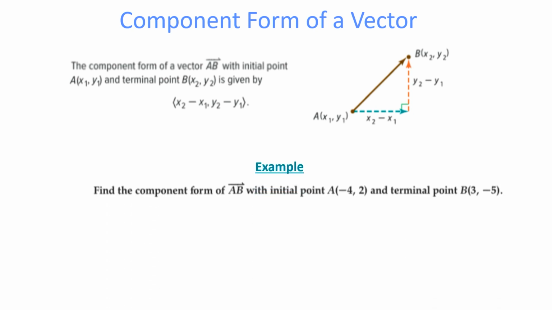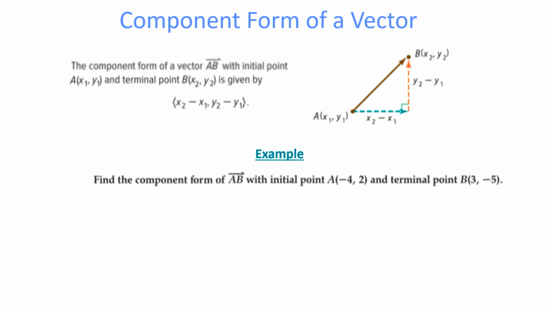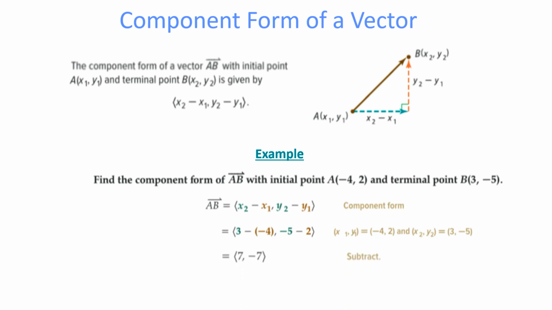Here is an example. It says find the component form of AB, which has initial point (-4, 2) and terminal point (3, -5). We can find AB by subtracting the x values first, so 3 minus -4, and then subtracting the y values, -5 minus 2. We get (7, -7) as this vector in component form.